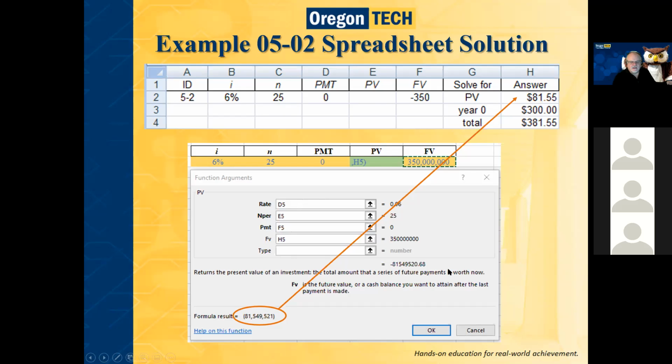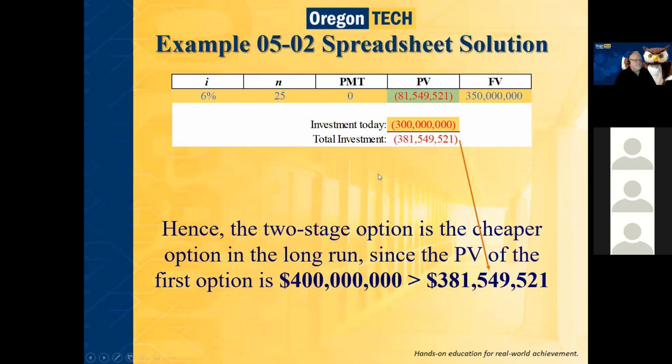Again, you don't need to do calculations on the two-stage $300 million paid today, because it's today. You don't have to do calculations on the $400 million paid today, because it's today. What you need to know is the present value of that $350 million you're going to have to spend 25 years from now to expand a factory. You add that, so you get $381 million. And again, as I just said, $400 million is greater than $381 million, so we choose the two-stage thing.